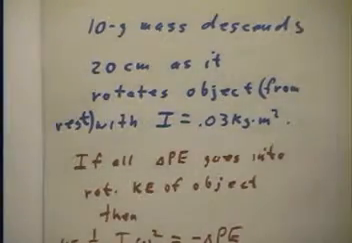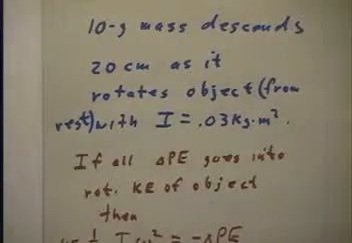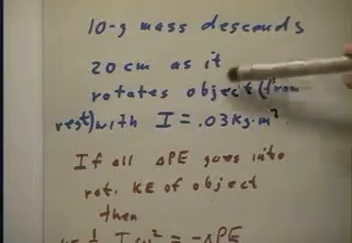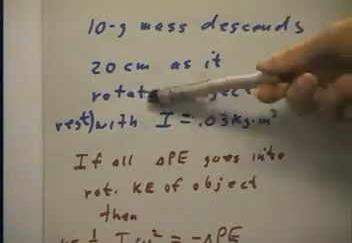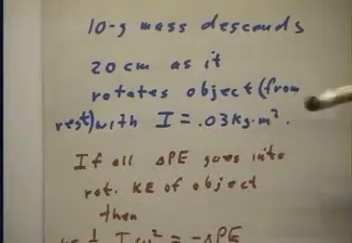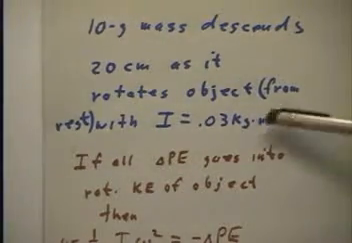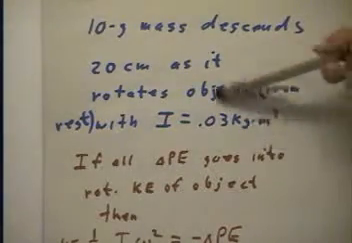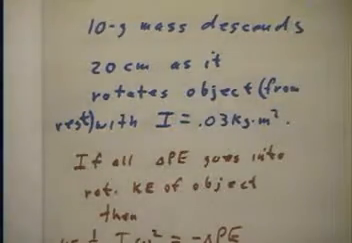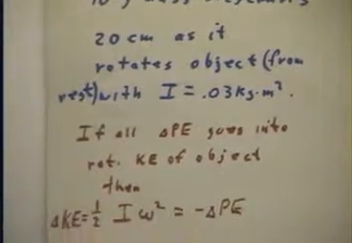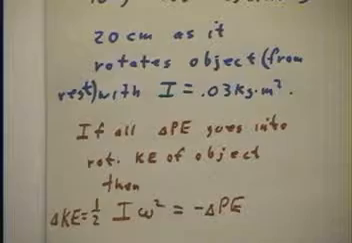We're going to look at a few situations similar to some of the items that occurred on the test. If we have a 10 kilogram mass that descends 20 centimeters, as it rotates an object whose moment of inertia is 0.03 kilogram meters squared, and rotates that object from rest, then the question is, what should the angular velocity of the object be?